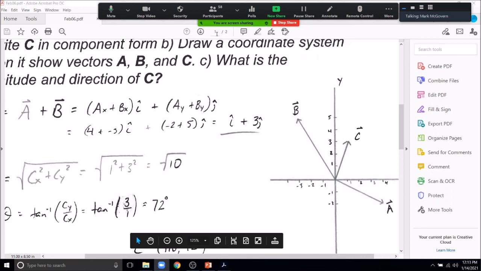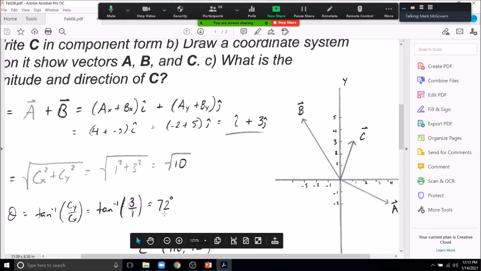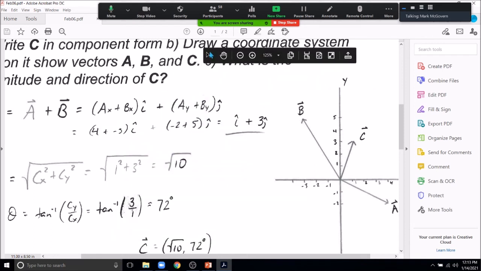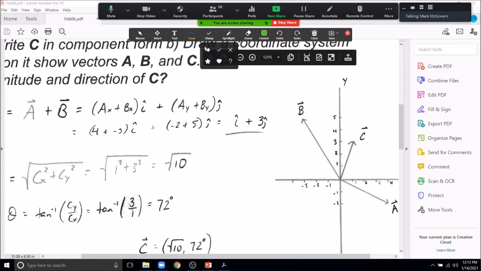Okay, so I don't have an angle specified. So yes, I did do an arctangent here, which was cy over cx, and I got an angle of 72. But here's the thing. You have to specify in a picture what your angle is. You really need to, because you have to be super clear about what you're trying to describe. And by the way, everything we're doing right now is mostly just descriptions.